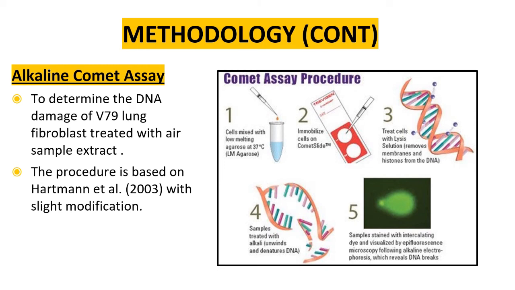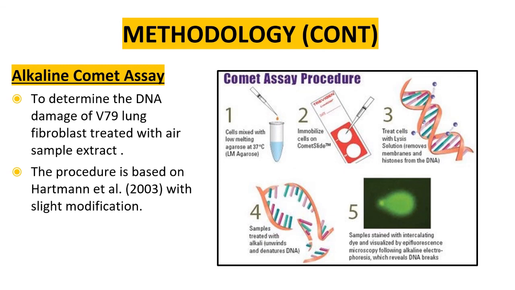Lastly is the alkaline comet assay. Alkaline comet assay is used to determine the DNA damage of V79 lung fibroblasts treated with the air sample extract. This procedure is based on Hartmann et al. 2003 with slight modification. The cells that have been treated will be mixed with low melting agarose at 37 degrees Celsius. After that, this mixture will be put onto the slide and will be treated with lysis solution to remove the membrane and histone from the DNA.